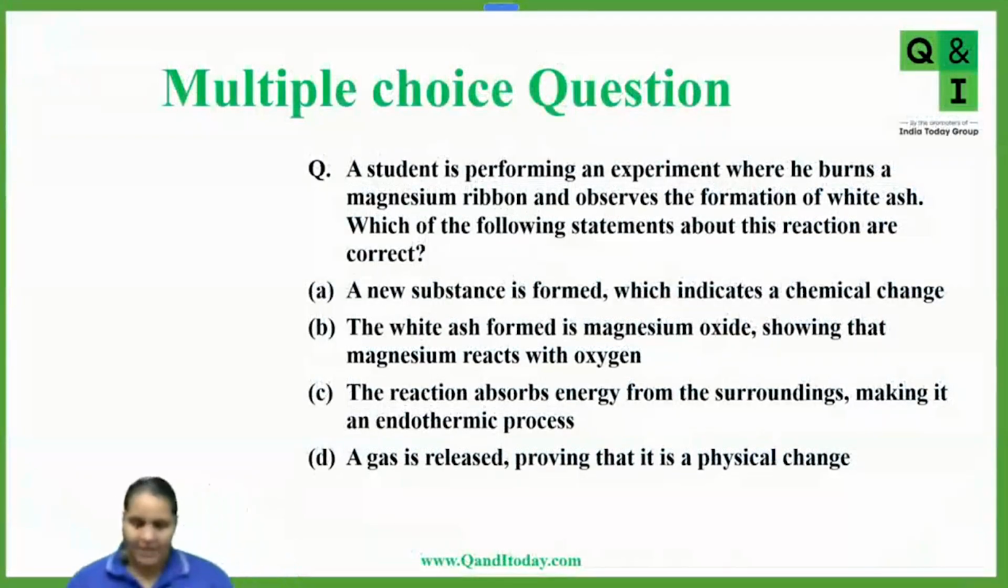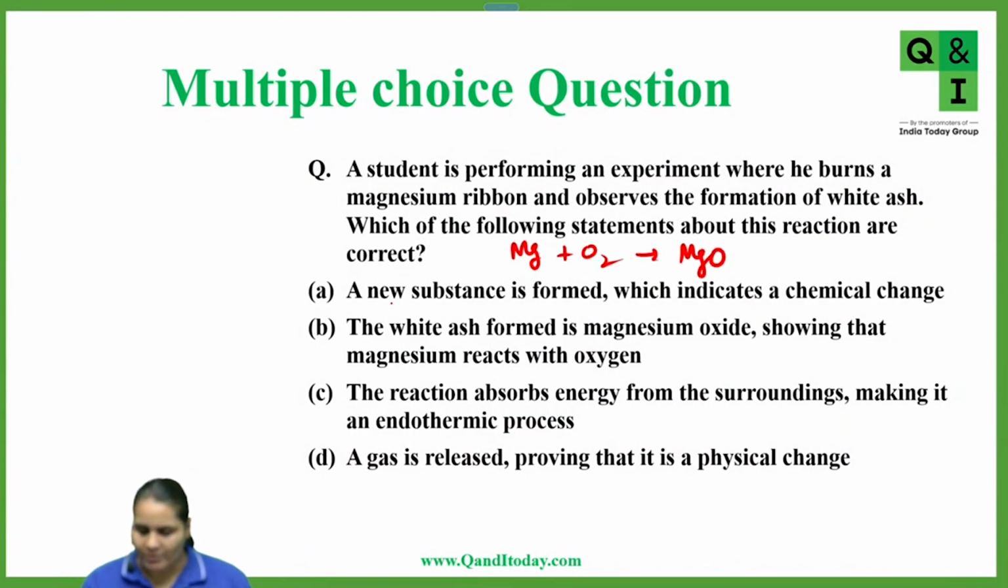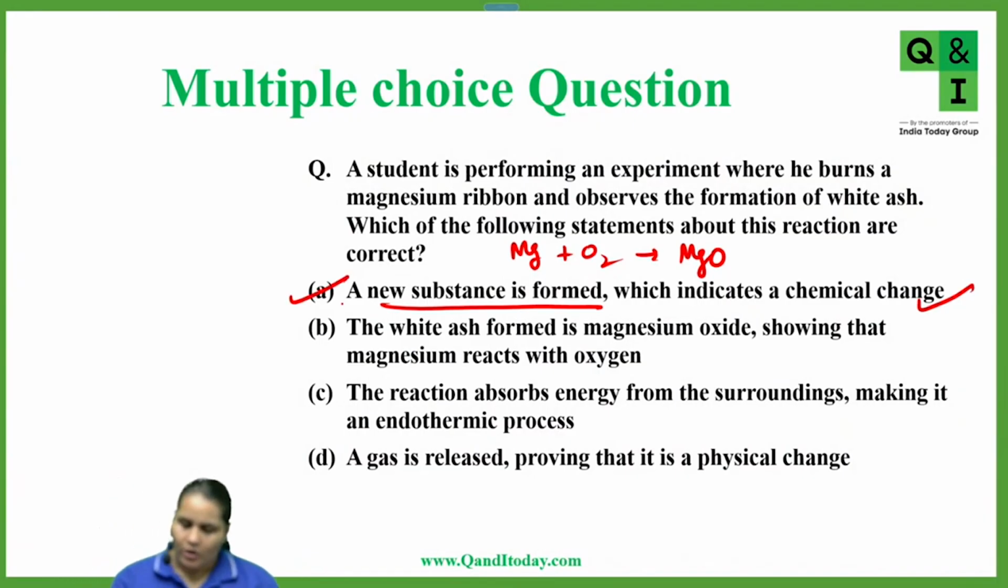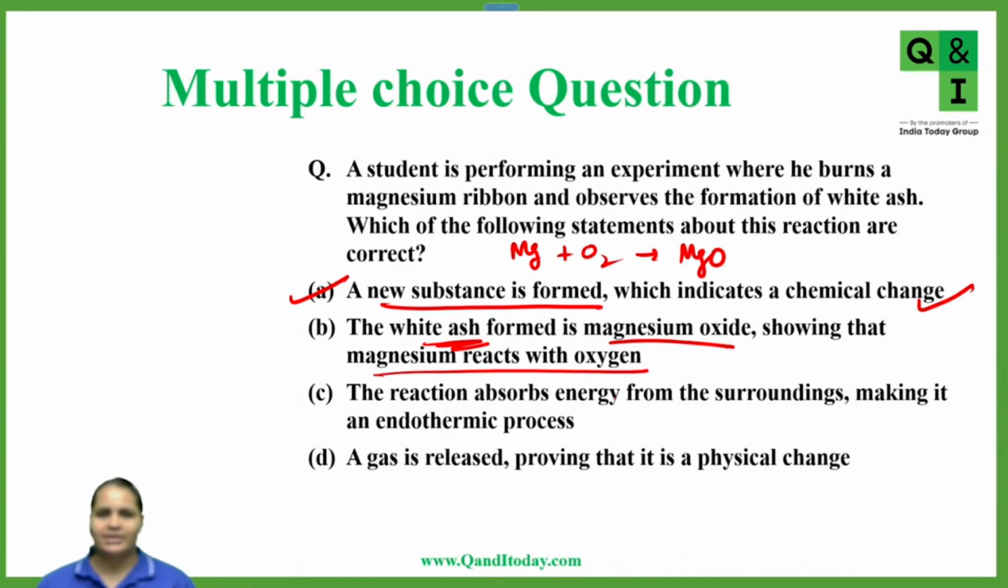Both are correct. See what is happening when you are burning magnesium ribbon, magnesium oxide is formed. A new substance is formed, and that's definitely a chemical change. So option A is correct. Magnesium oxide is nothing but the white ash, and it is formed by the reaction between magnesium and oxygen. That is also correct. So it's basically a multiple-choice question, and both A and B are correct.